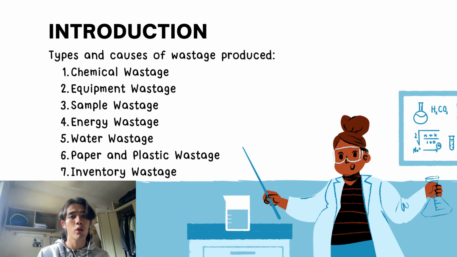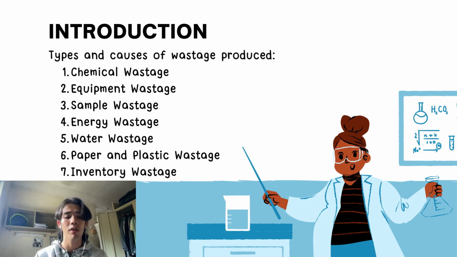And number 6 is paper and plastic wastage. It can occur through documentation, packaging, and consumables. It can also occur from excessive printing, improper use of disposable samples, or improper recycling, and so on.